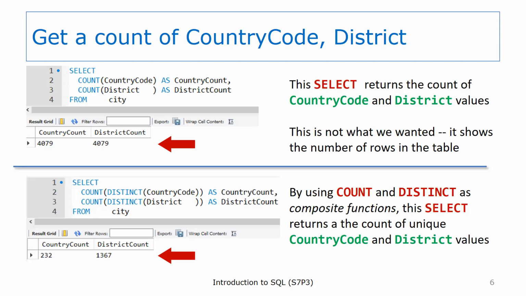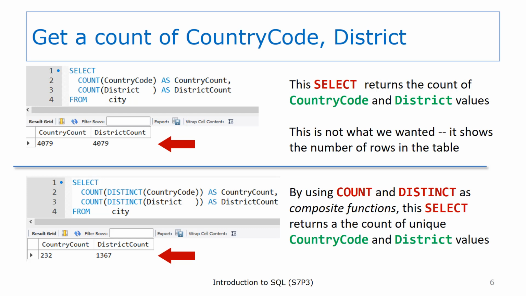Finally, here is an example of how you can use a composite function with distinct. This builds upon what you learned about the count function in the previous video. In the top half of this slide, you see a select statement that uses the count function for both the country code and district columns. The intention was that we would get a count of unique country code and unique district values. But if you look at the result set pointed to by the top red arrow, you see that the count is 4,079 for both of the columns. In other words, the count value is the number of rows in the table.